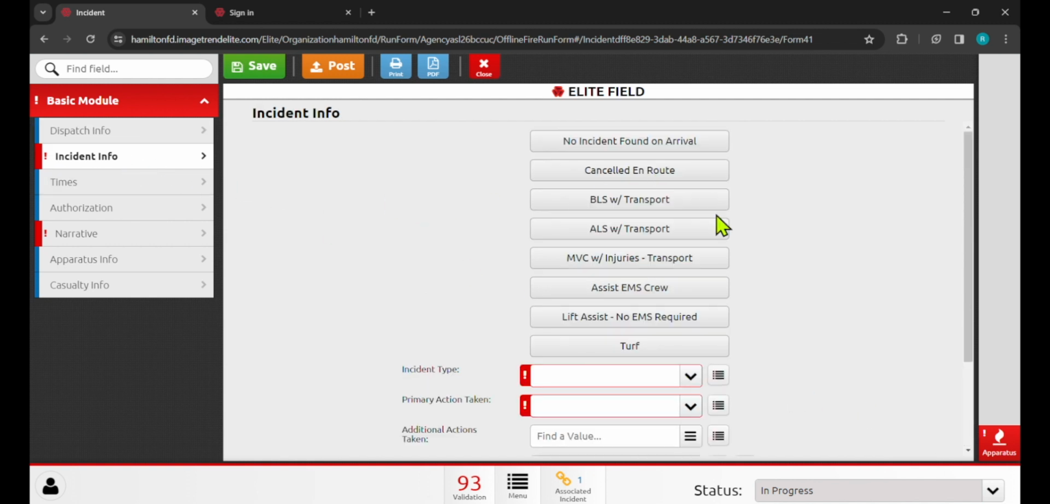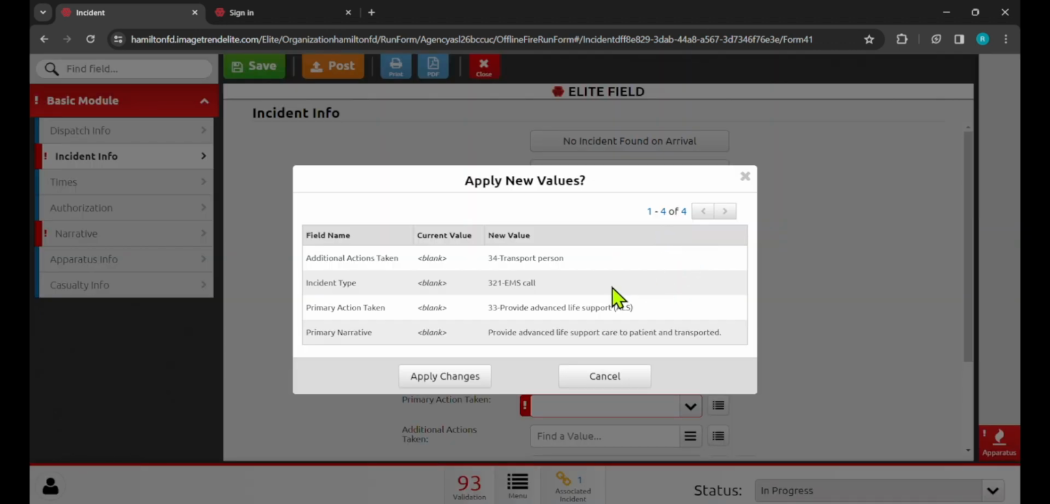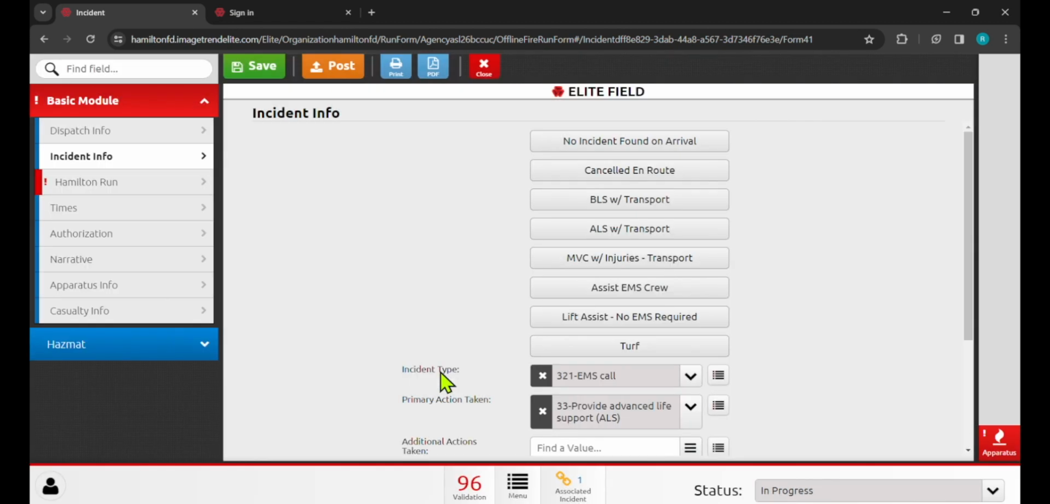Incident info. We have created some quick buttons. These quick buttons will fill out a lot. This is the magic screen that takes a lot of the work out of NIFRS. So there are a lot of different options. We're going to go with ALS with transport. And this is just going to say, do you really want us to apply all these values that you preset? And we want to say, yep, apply the changes. So it just did a lot of things.